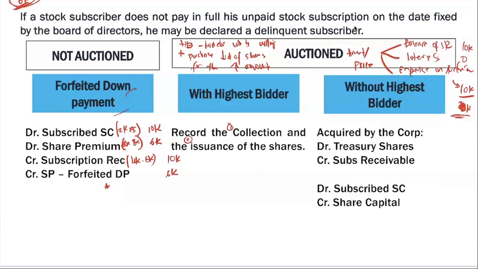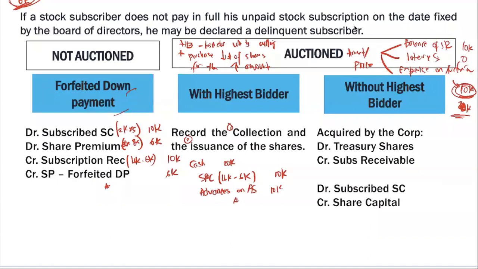First, we need to record the collection. So to record the collection, we debit cash the total price of 20,000. We remove the subscription receivable balance, 16,000 less the 6,000 payment, 10,000. And then we remove any advances on auction sale, which is the amount of our expense of 10,000. Okay? The expense of 10,000 is known as advances on auction sale.